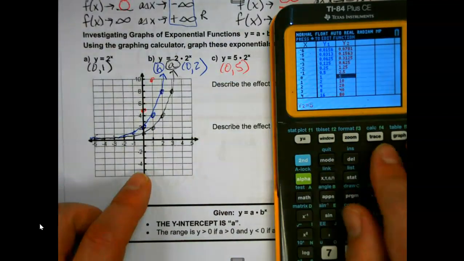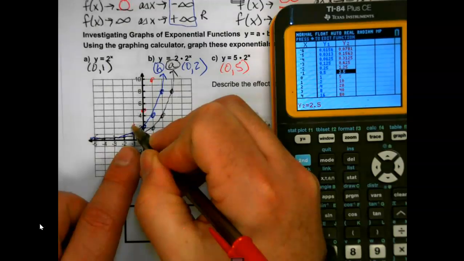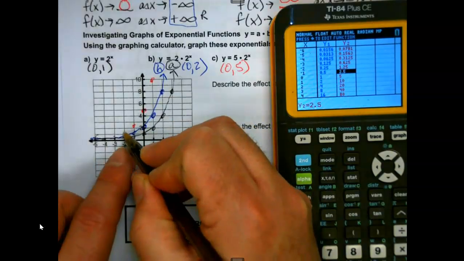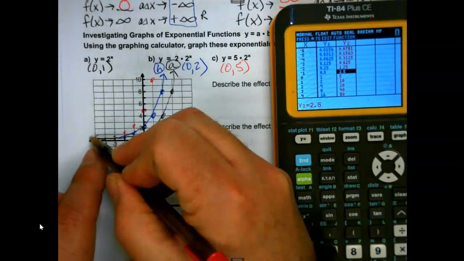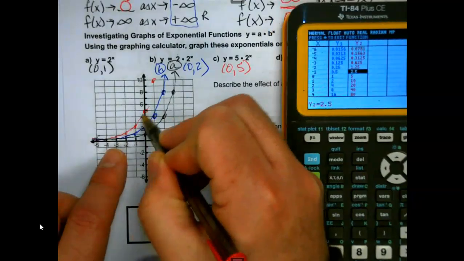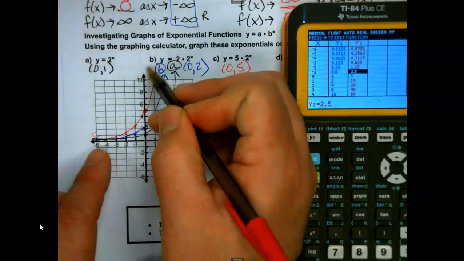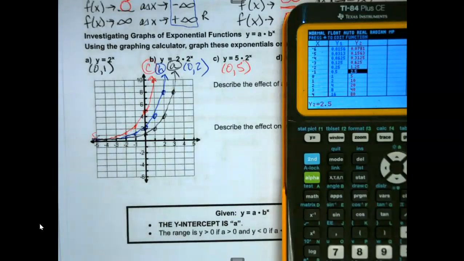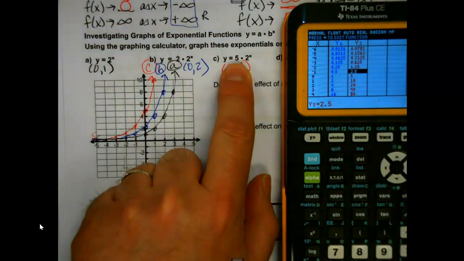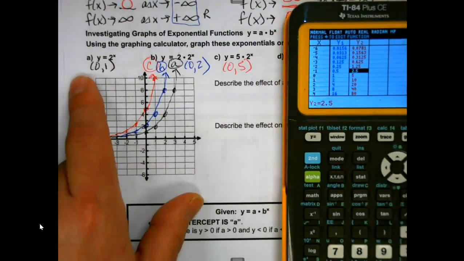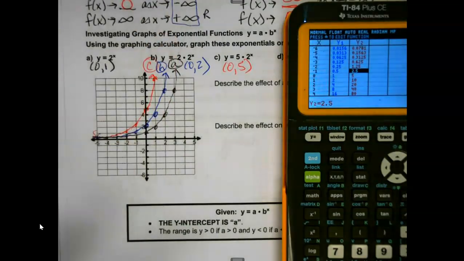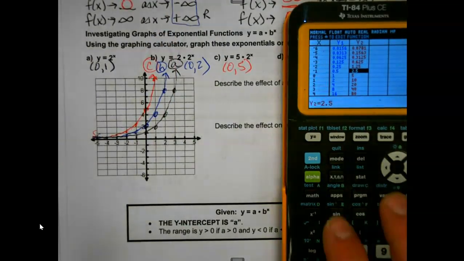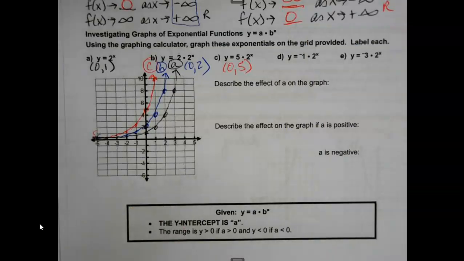And so I start to look at these and I'm like, they all end up at the same place to the left. But I'm noticing as this A value gets bigger, they're going up quicker and it's changing my y-intercept a little bit. Okay, that seems kind of reasonable.